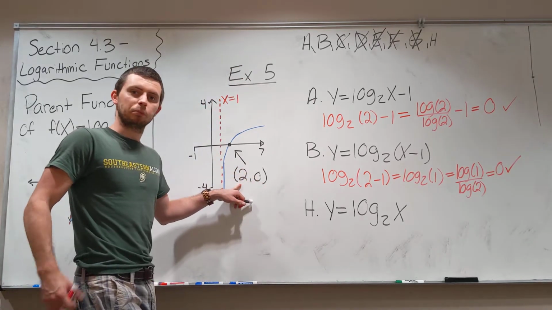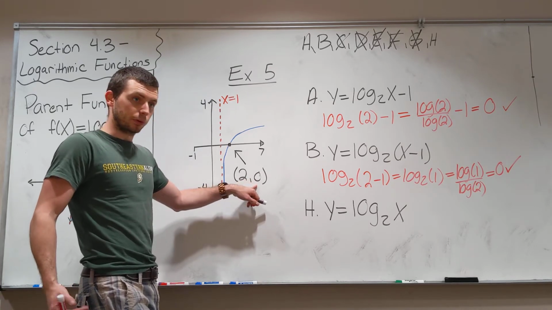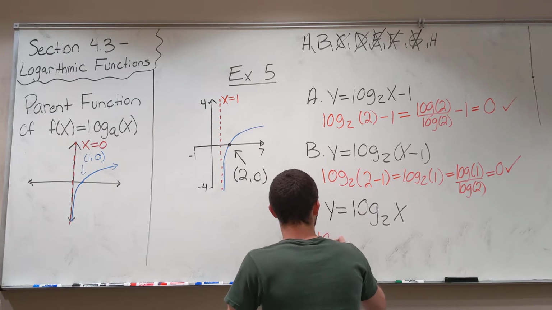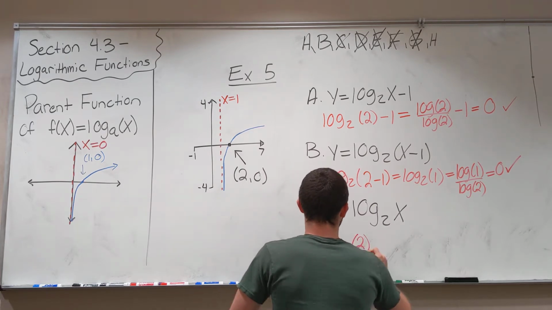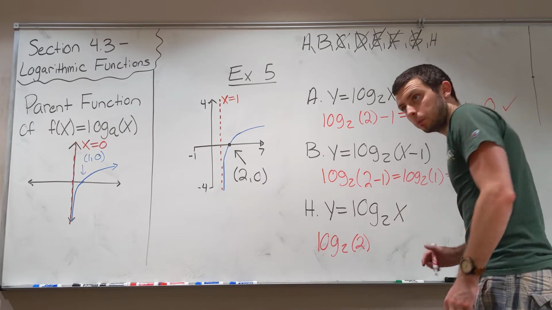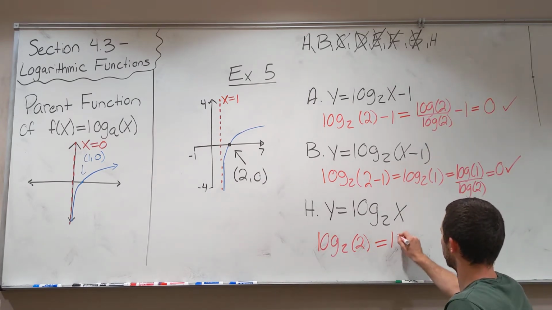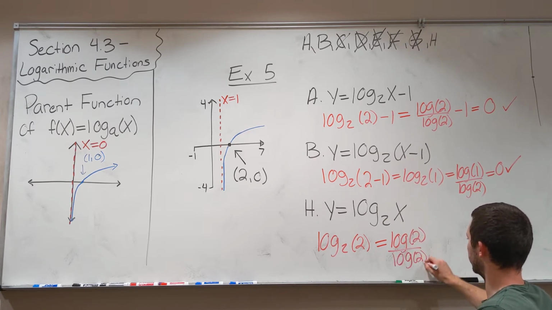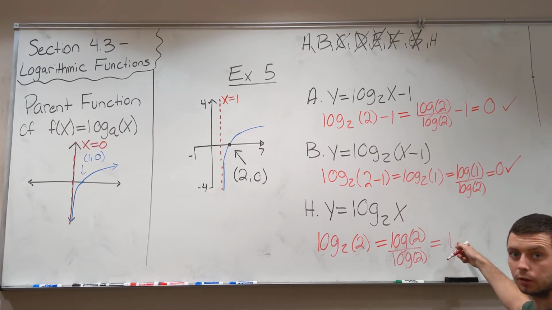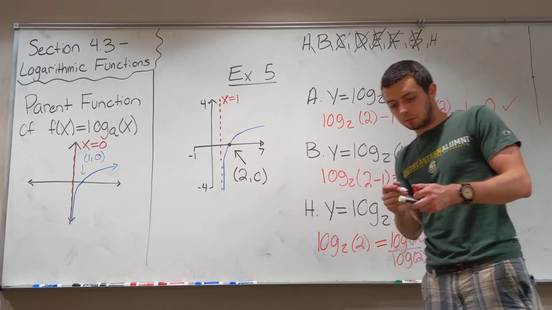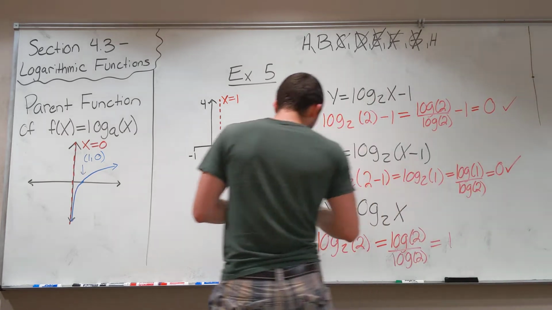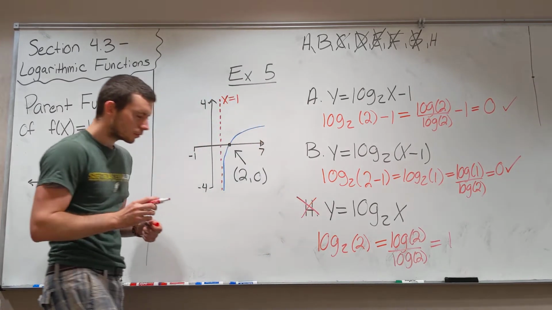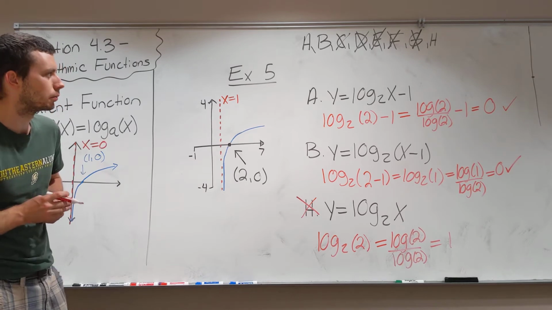So same idea, plug in 2, see if we get 0 for y. So it's log base 2 of 2, the calculator-friendly version. Just log of 2 divided by log of 2, which is actually 1. But we were supposed to get 0. So if anything, that tells us h is out. So we can eliminate h. And that leaves us with a and b.